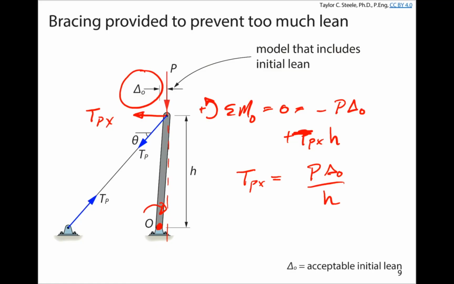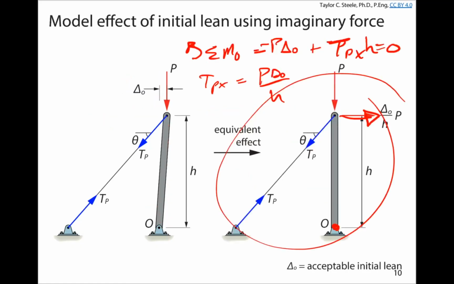Structures are not perfectly plumb. They'll have an initial lean. That's going to generate some forces in the braces we need to account for. We don't want to model the initial lean. We're just going to model it as perfectly plumb, but we need to account for that effect in some way. And how we're going to do that is by applying an equivalent or imaginary, hence the term notional, lateral load at that point.